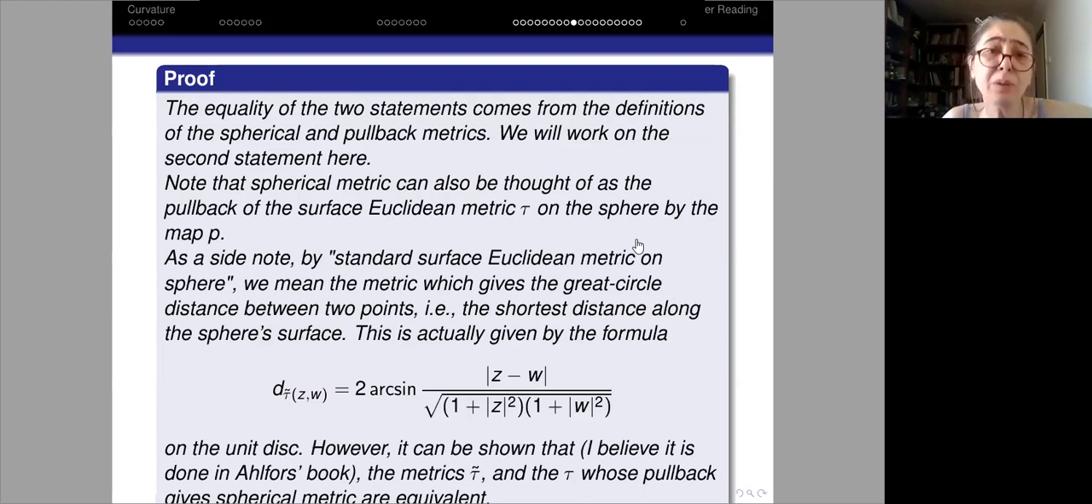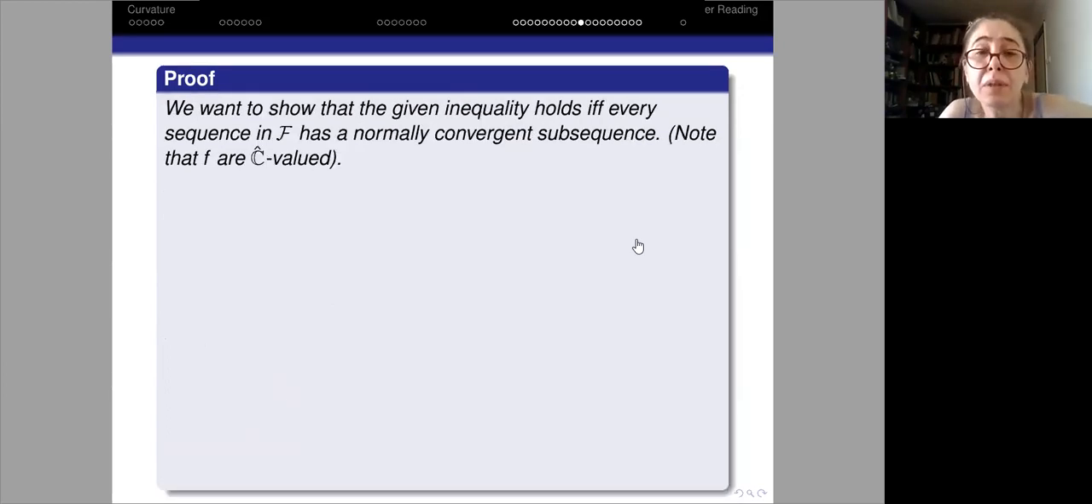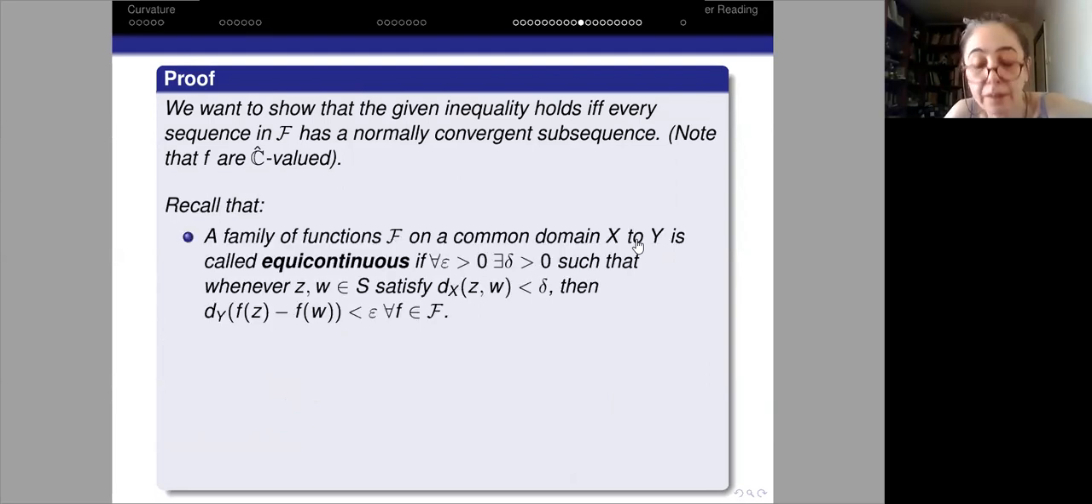What we will do here is we want to show the given inequality holds if and only if every sequence in F has a normally convergent subsequence. Here we note that F takes values on the Riemann sphere. Now I want to make a few reminders from complex analysis, or rather analysis.